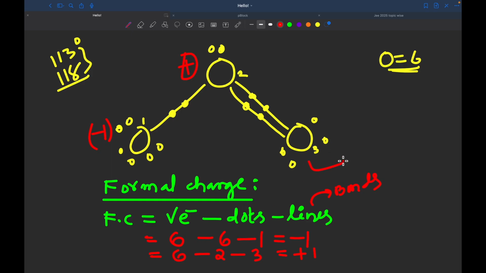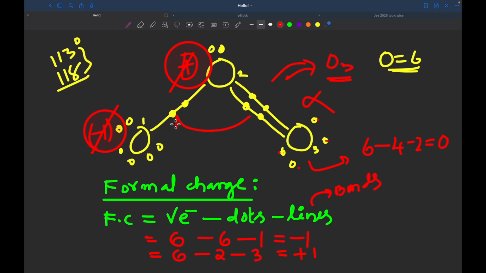Right? So what about here? It is 6 minus dots. 1, 2, 3, 4 dots are there, and 2 dots are there, which adds to 0. That means there is no formal charge. One oxygen has a positive charge, another has a negative charge, and another oxygen has a positive charge. So they cancel out and end up with a neutral molecule. This is the ozone structure.